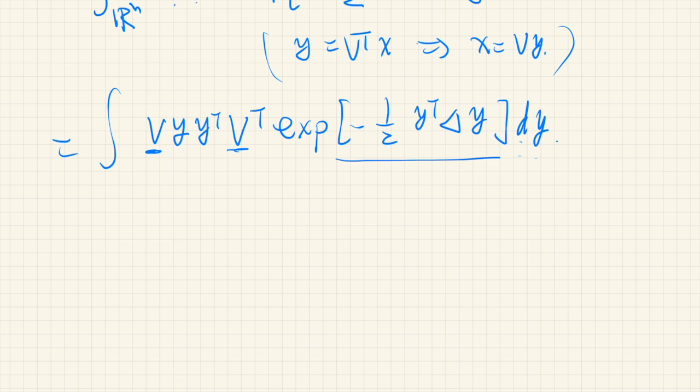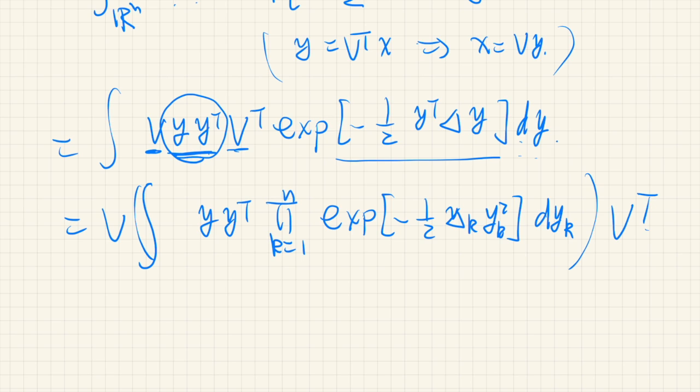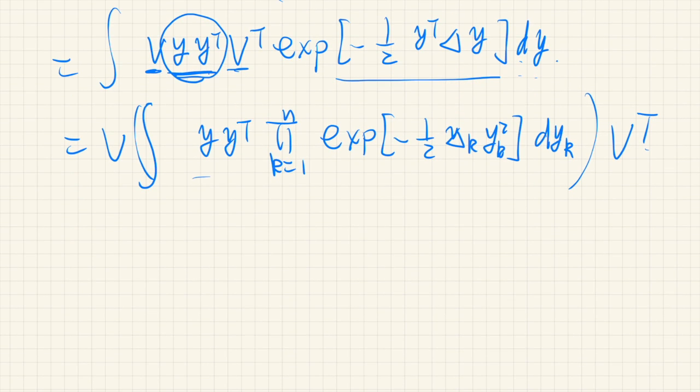Now we can take these V and V transpose out of the integral, and we can split this into the product of exponentials, and we have this y y transpose. By the way, this is a matrix, okay? Because y is a column vector, so y times y transpose is a matrix, and the product over k, let's use k as an index, of exponential of delta_k y_k squared dy_k, everything times V transpose. Since this is a matrix, it's hard to deal with. So let's consider the ij element of this matrix. The ij element of y y transpose is just y_i times y_j. So let's consider this integral.